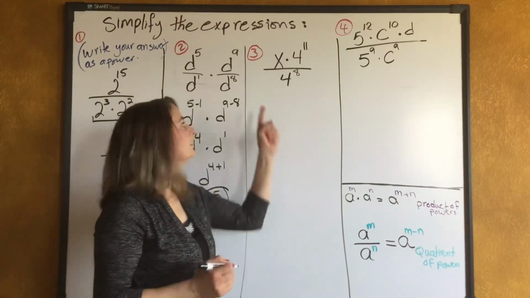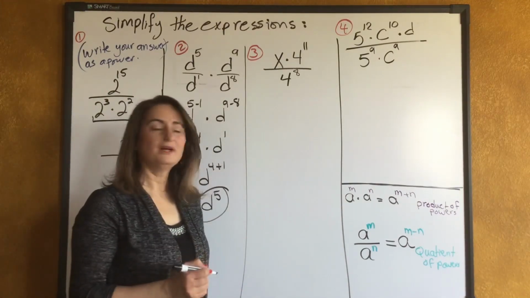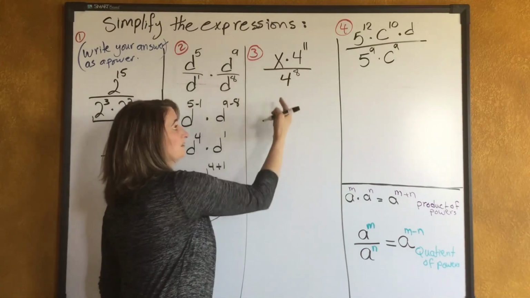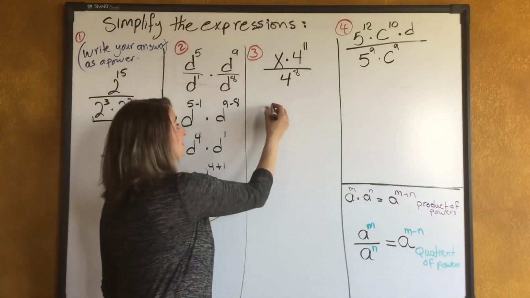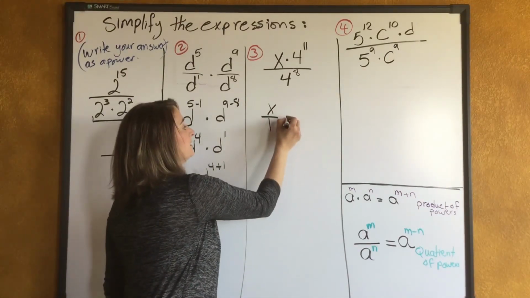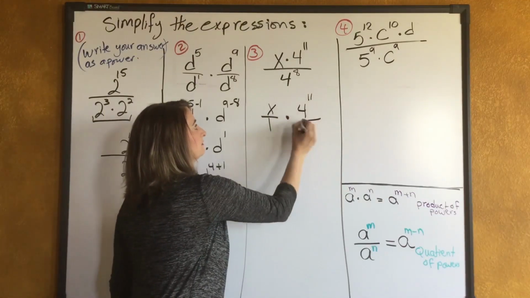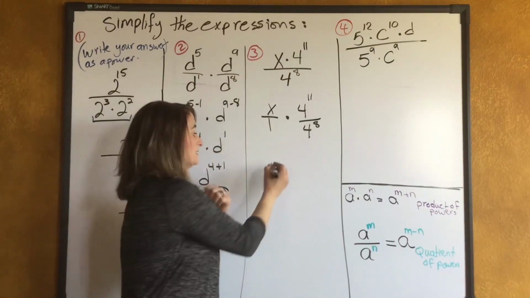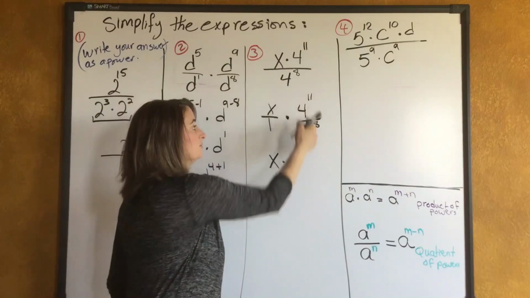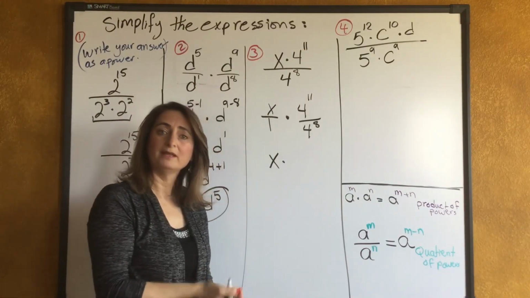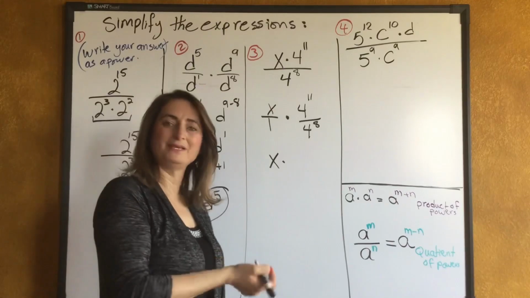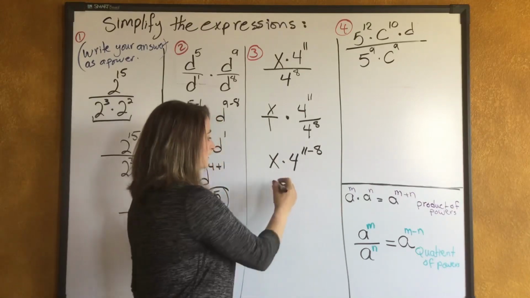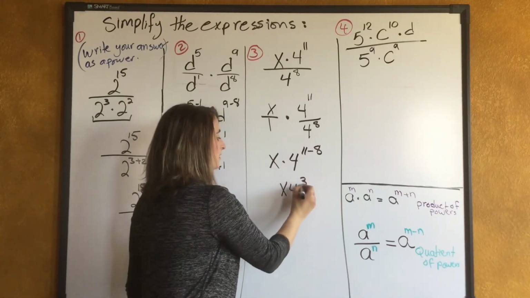Let's move on to the next one. It gets harder every time. Now you've got x times 4 to the power of 11 divided by 4 to the power of 8. You have two different factors, so I'm going to separate those factors into two different fractions. One of them is x to the power of 1 times 4 to the power of 11 divided by 4 to the power of 8. Now I can simplify. x divided by 1 is x times 4 to the power of 11 divided by 4 to the power of 8. That's a quotient of powers, which states keep the base the same, subtract the exponents. 11 minus 8 gives you x times 4 to the power of 3.